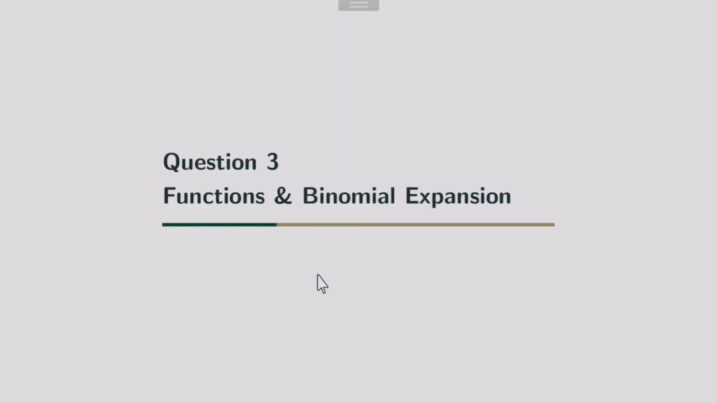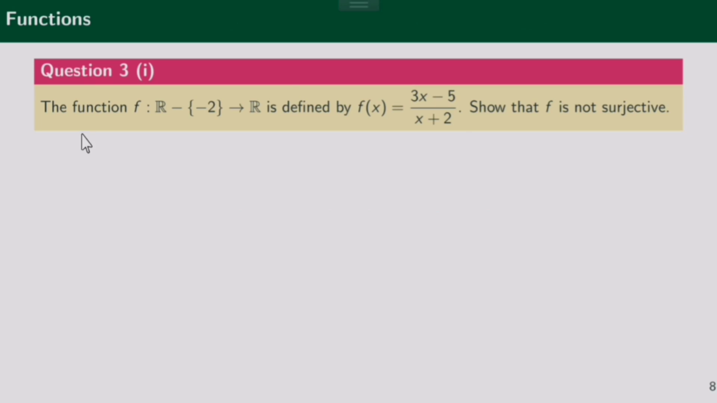Now, the next question, question 3, is on functions and binomial expansion. First question, functions. The function f, such that R except -2 is mapped onto R, is defined by f of x is 3x minus 5 divided by x plus 2. Show that f is not surjective. So we are asked to show that this function is not surjective.